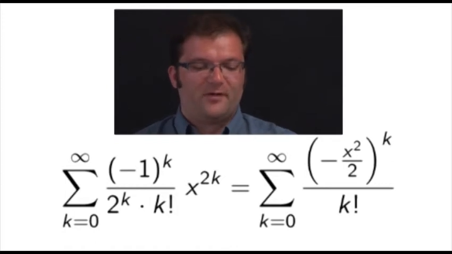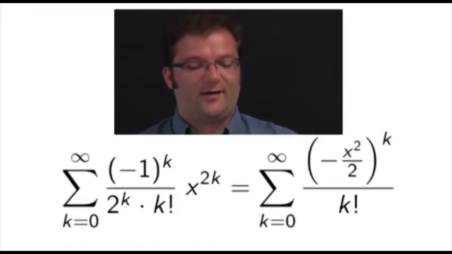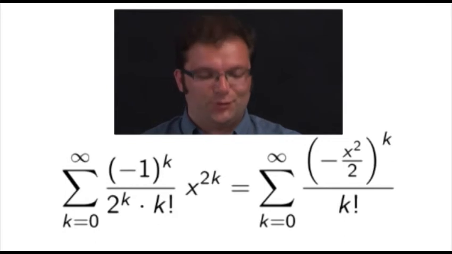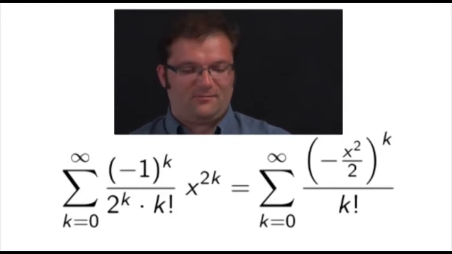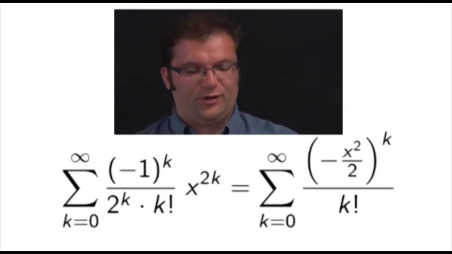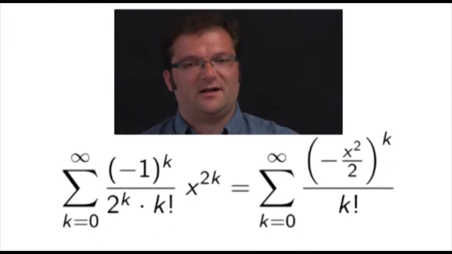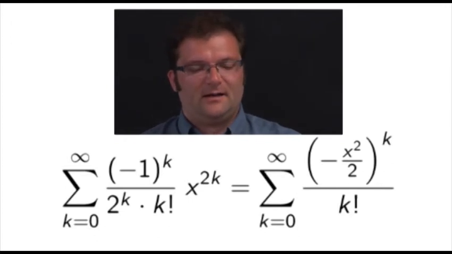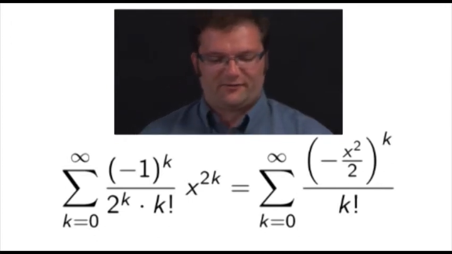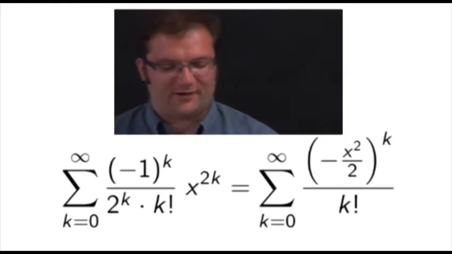It turns out we can group the (-1)^k, x^(2k), and the 1 over 2^k into one term, which reads (-x²/2)^k. So the series now becomes (-x²/2)^k divided by k factorial. Now this series looks quite familiar. We've got something to the k divided by k factorial.